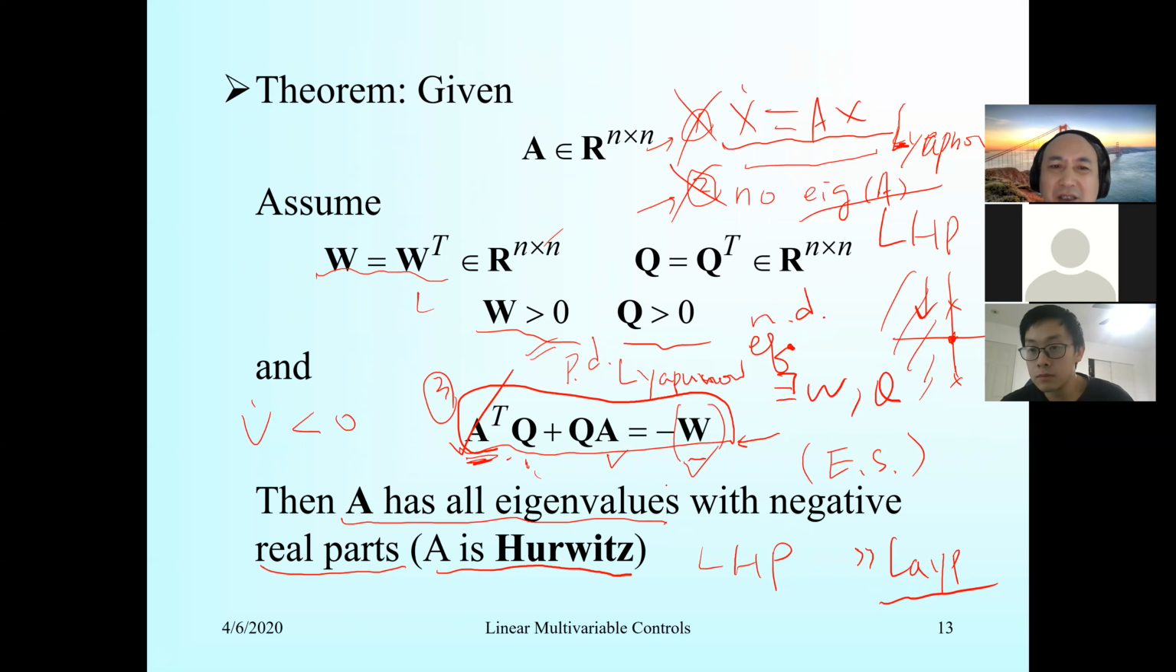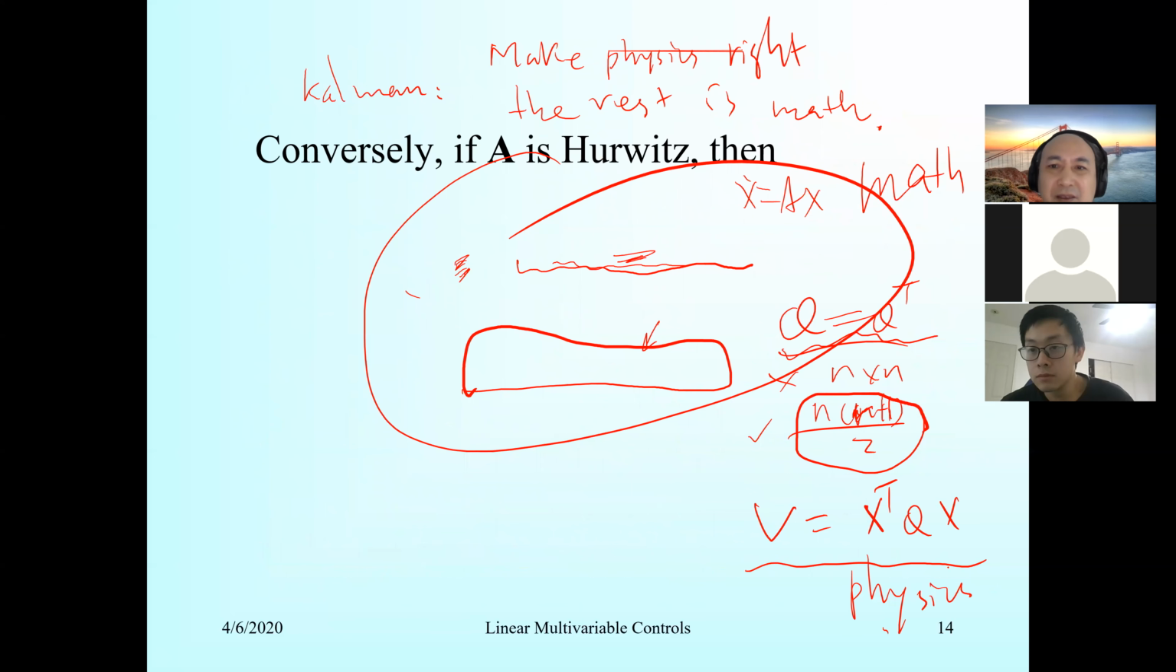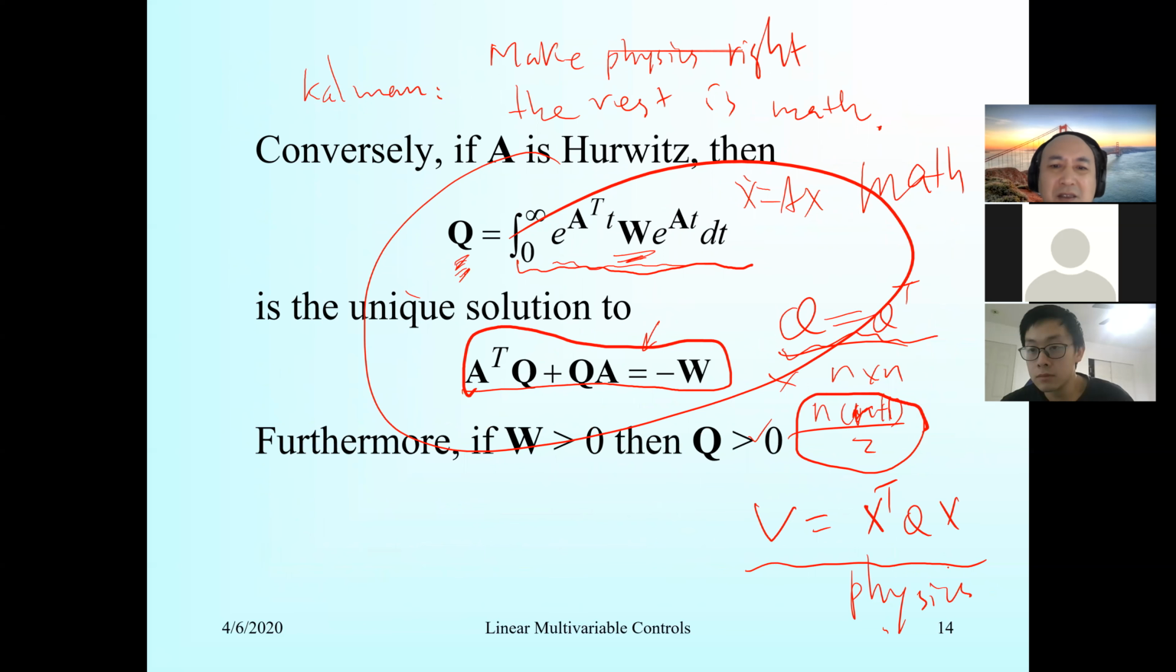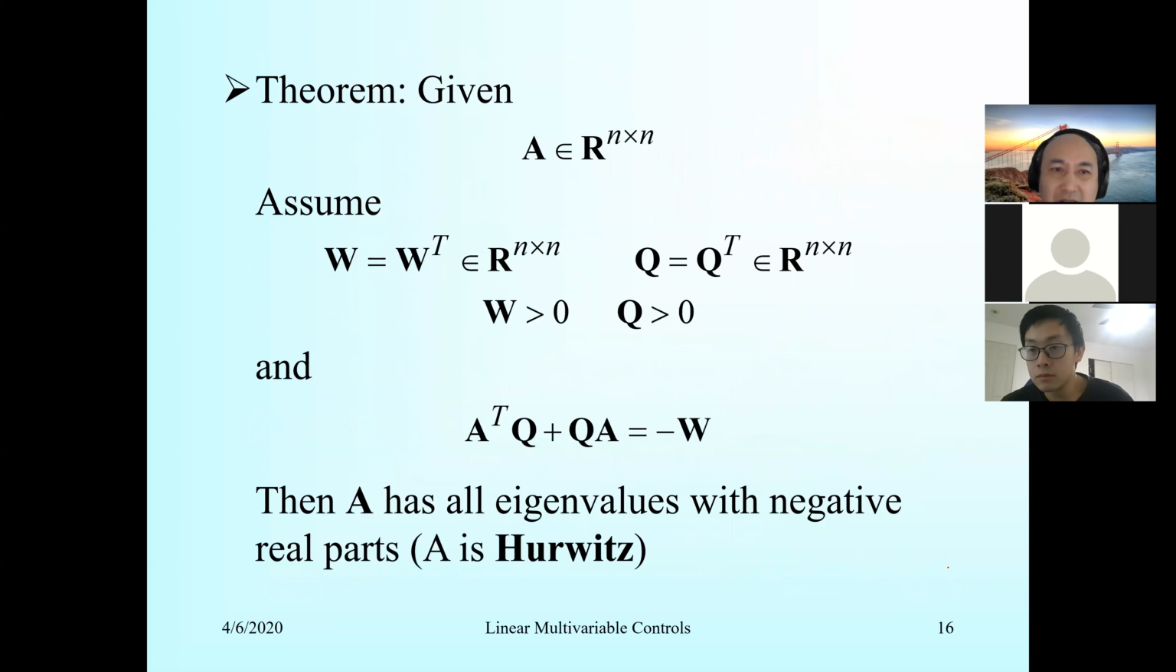Again, W is symmetric and positive definite, and Q is positive definite. So if you can solve for Q from this Lyapunov equation, using the MATLAB command lyap, and check whether Q is positive definite or not. If yes, then A is Hurwitz. That solution is also unique. So the proof process is here.